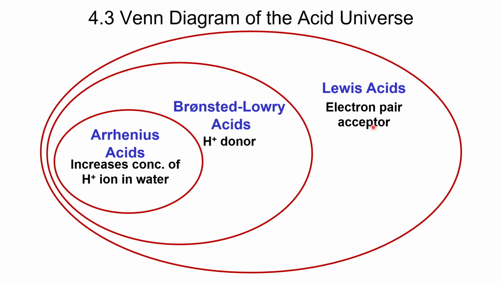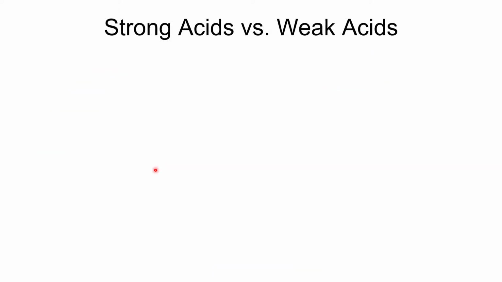So in this chapter, we're going to focus mostly on Arrhenius acids. We'll just ever so briefly talk about the Bronsted-Lowry, but we're going to focus almost entirely on Arrhenius acids. So when we talk about acids, not all acids are created equal. Some are considered strong acids.